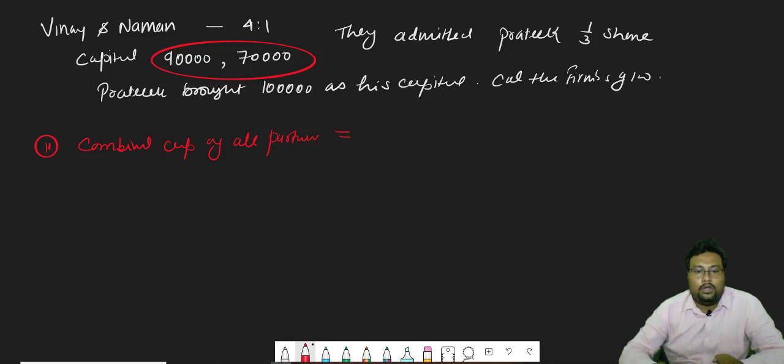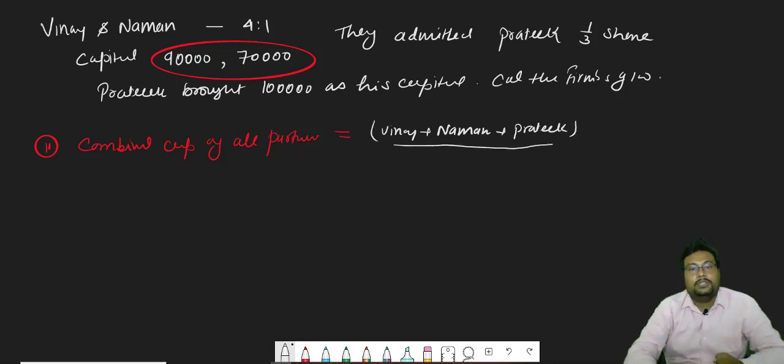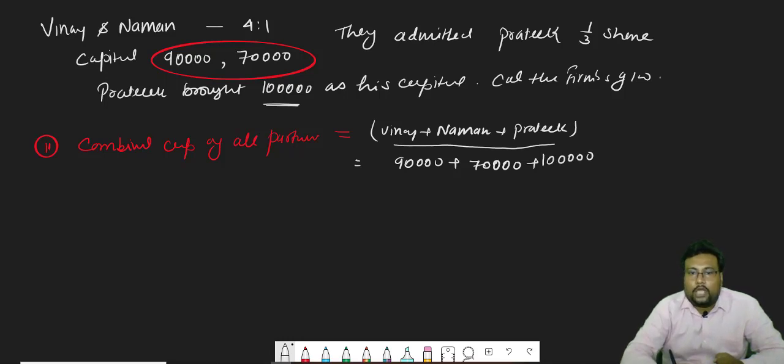So the combined capital of all partners will be Vinay plus Naman plus Pratik. And how much is it, beta? It will be 90,000 plus 70,000 plus Pratik's capital, that is 1 lakh rupees. So how much is it? 90 plus 70 is 160, plus 100 is 260. I think 260.